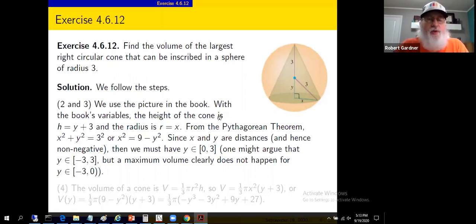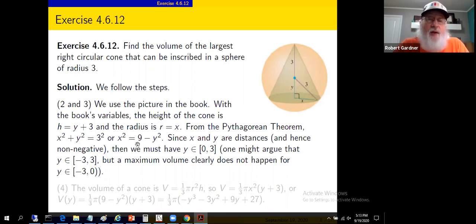Okay, so we'll use their picture. The height of the cone is labeled. Let's maybe call it h. Introduce some more variables, but ultimately we'll work in terms of x's or y's. The height is y plus 3, as we observed. The radius of the cone, not the sphere, the base radius, is x, as labeled, r equals x, if you like. We've got a right triangle here, so the Pythagorean theorem tells us x squared plus y squared equals 3 squared.